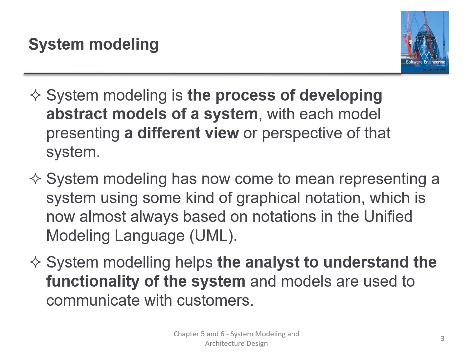So nowadays, when you are doing system modeling, you normally support it with graphical notation. There are some diagrams, including some description. The use of diagrams is because it is a common notation among those who are working in the software industry, so it's easier to capture and to share the information, right? When you are doing system modeling, it helps the analyst to understand the functionality of the system. And models are used to communicate with the customer.